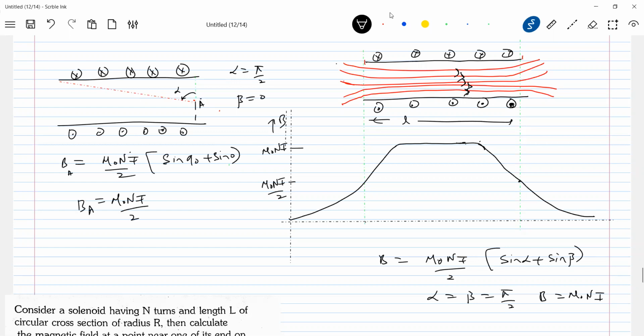So what is the field at the ends of the solenoid? It will be half of that at the middle, at the midpoint. And everywhere inside the solenoid, the field will increase. And even outside, it will be non-zero. Outside also it will be non-zero. So there's one basic use of this particular formula.